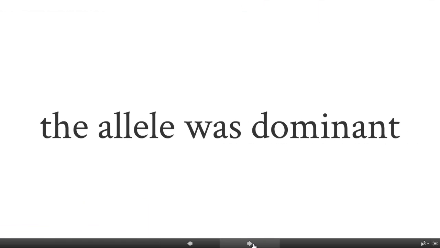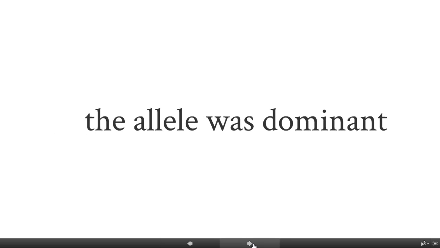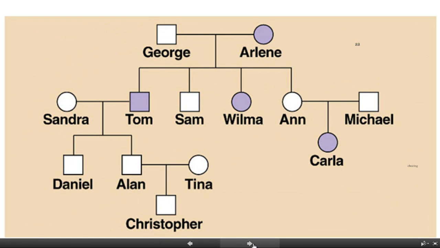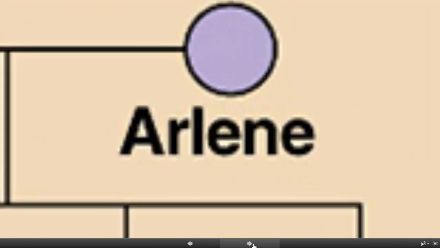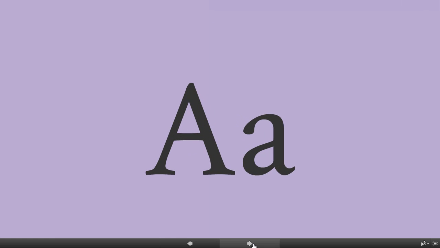Now, if we change this scenario somewhat and alter it so that the allele was dominant for the disease, so let's change the disease completely and assume that it's caused by a dominant allele, we could see what difference that makes to our genetic pedigree diagram. In this case, if the allele is dominant, we could look at Arlene again, and we know that Arlene must be, in this instance, big A, small a.